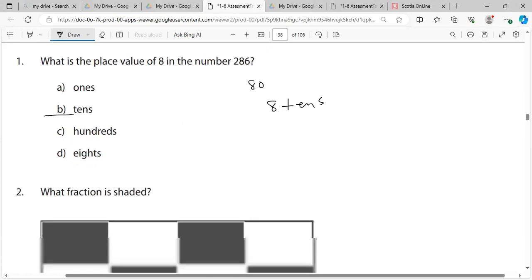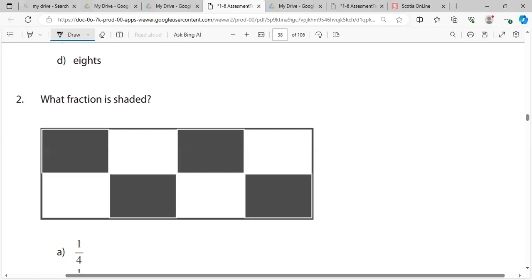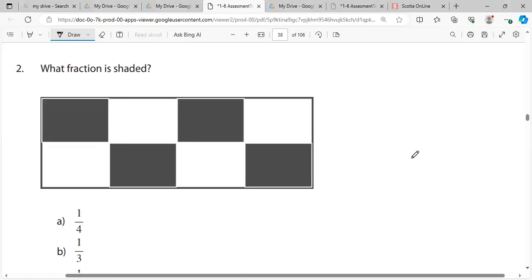What fraction is shaded? So if you want to find out what is shaded, first we need to know the total. So we have 1, 2, 3, 4. That makes it double that. We have 8. And out of the 8, we have 1, 2, 3, 4. So technically it's 4 out of 8 or a half. So a half would be correct.